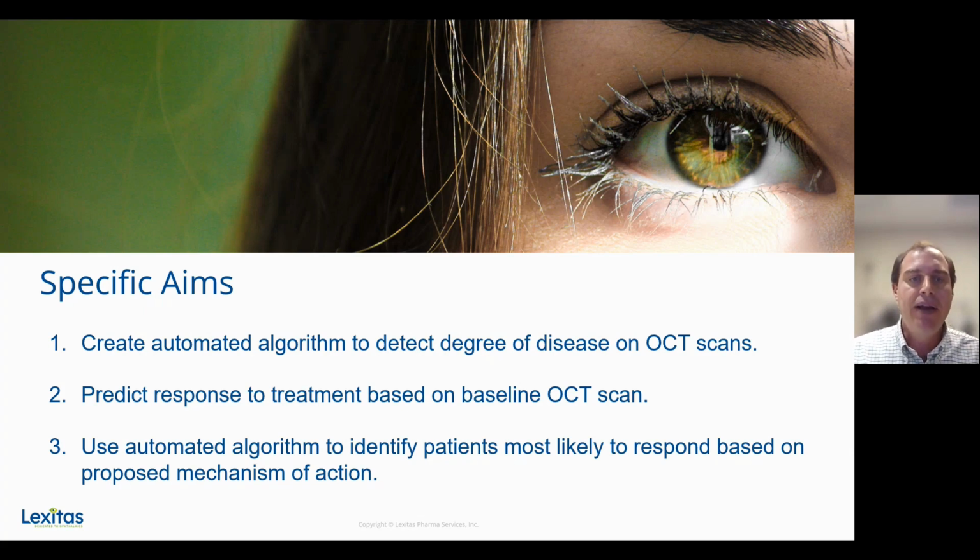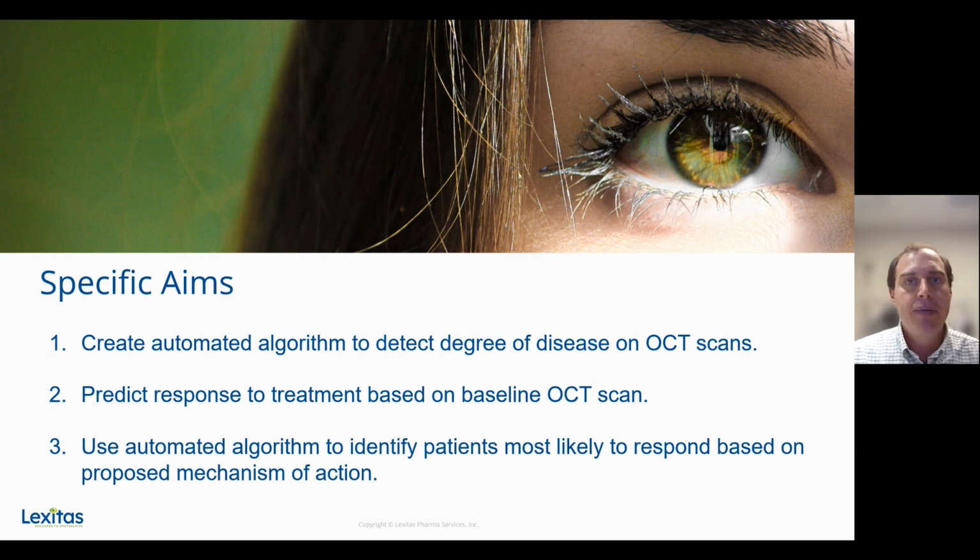The first is that we want to create an automated algorithm to detect the degree of disease. So what we would do is we would like the computer to be able to look at some of the images and tell us whether a patient has early, intermediate, advanced dry AMD, or in other conditions, if they have diabetic macular edema, or if they have a retinal vein occlusion, or whatever the pathology may be. So the first specific aim that I'll show data on is taking the OCT scan, looking to see if the computer can predict what disease the patient has.